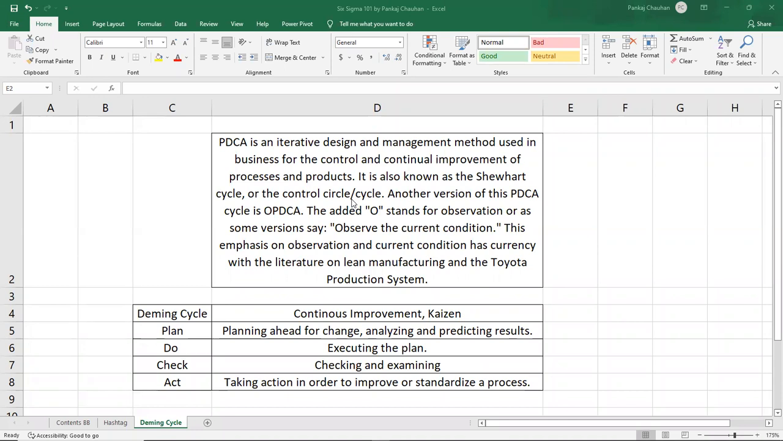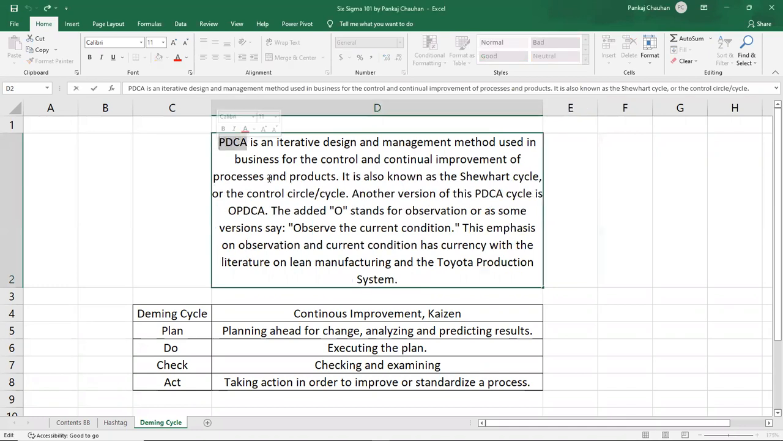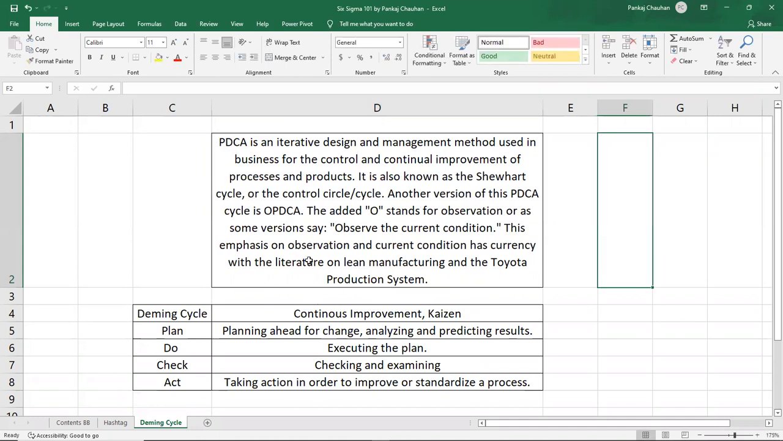In today's session, we are going to talk about the continuous improvement cycle or the Kaizen cycle, which is also called the PDCA cycle. This was given by the famous quality pioneer, Mr. Deming, and we call this the Deming cycle as well.